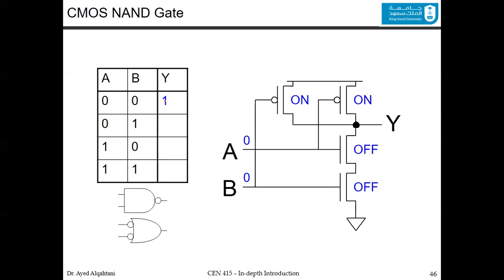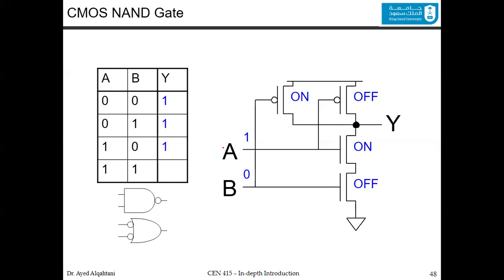Now, let's do the same for the other combinations. For 0 and 1, this 0 is exactly the same as previously, so you have off and on, but now B is 1. So you have it on in the NMOS and off in the PMOS side. From that, you don't have a connection to the ground. We have only one path to the VDD, and the output is 1. Similarly, if we flip everything, so A is 1 and B is 0, you will have the same behavior where you have a path to the VDD, and because of this, the output is 1.